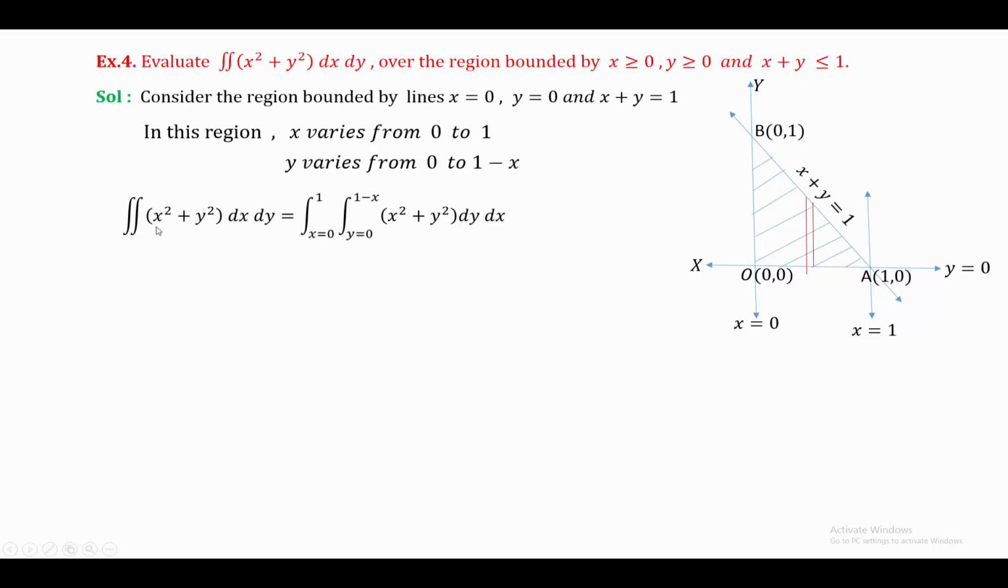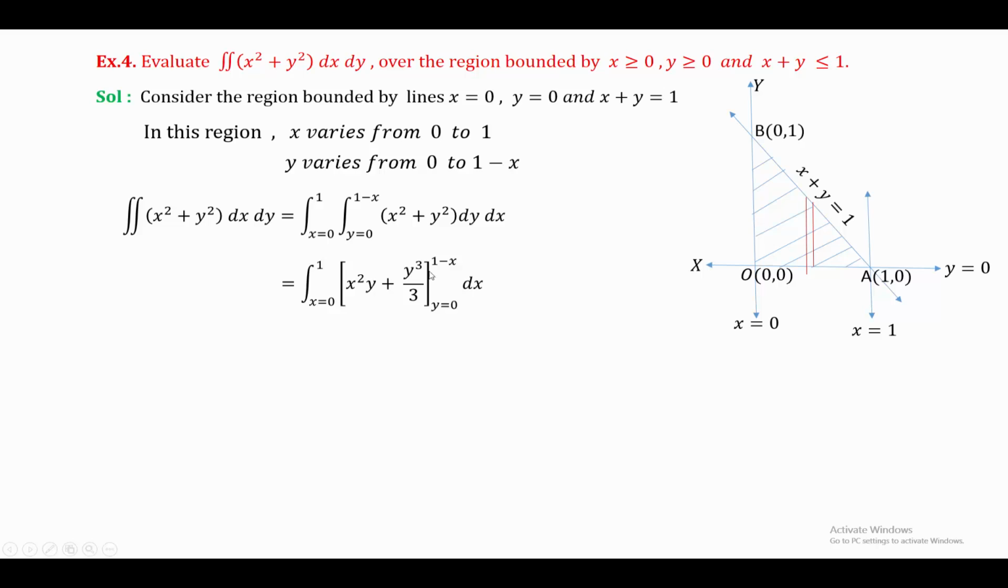Therefore, the given double integration of x square plus y square dx dy equals the integration with x varying from 0 to 1, of the integration with y varying from 0 to 1 minus x, of x square plus y square. First integrate with respect to y, so dy, and then integrate with respect to x, so dx. Now integrate with respect to y first. In the first term x square is constant, and the integration of dy is y. So x square y plus the integration of y square, which is y cube by 3, with y varying from 0 to 1 minus x, dx.